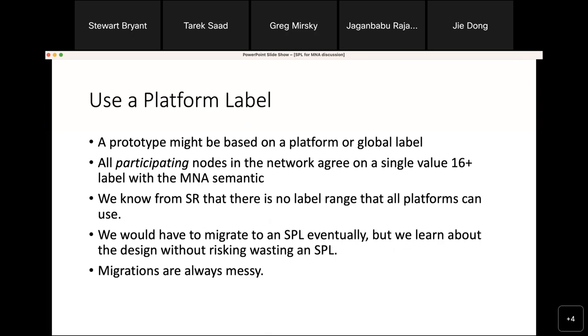Perhaps we could use a platform label. A prototype might be based on a platform or global label. In this, all participating nodes in the network agree on a single value of 16 or greater with the MNA semantic. We know from SR that there is no label range that all platforms can use, however, and we would know that we would have to migrate to an SPL eventually. But we could learn about the design without any risk of wasting an SPL. Migrations, of course, are always messy, but that's true whichever way we go.